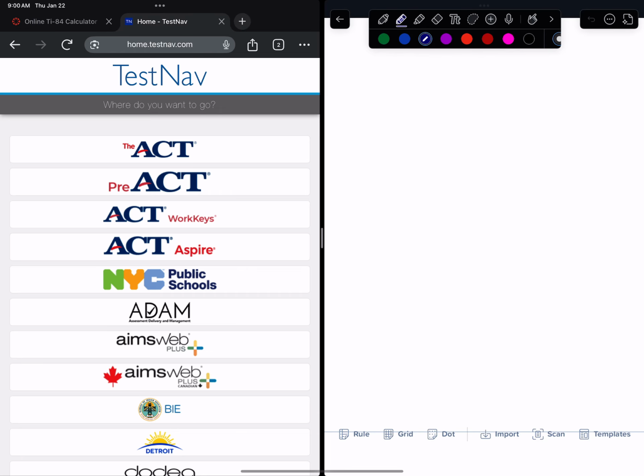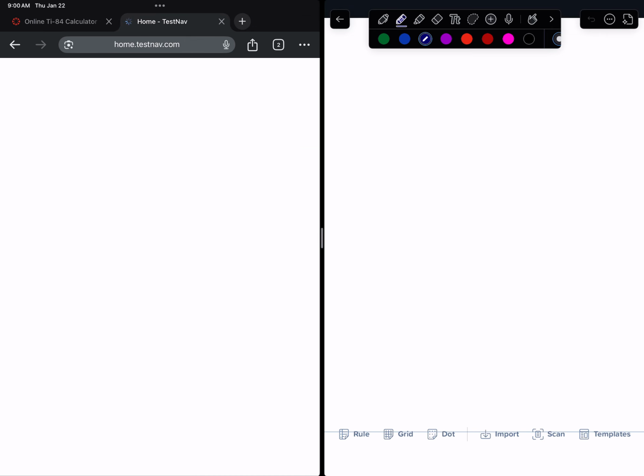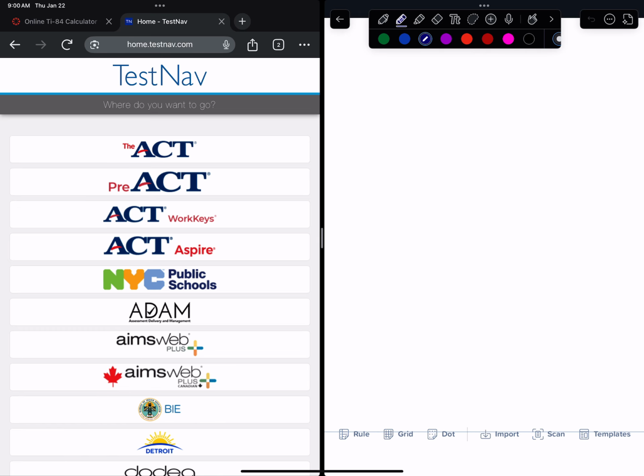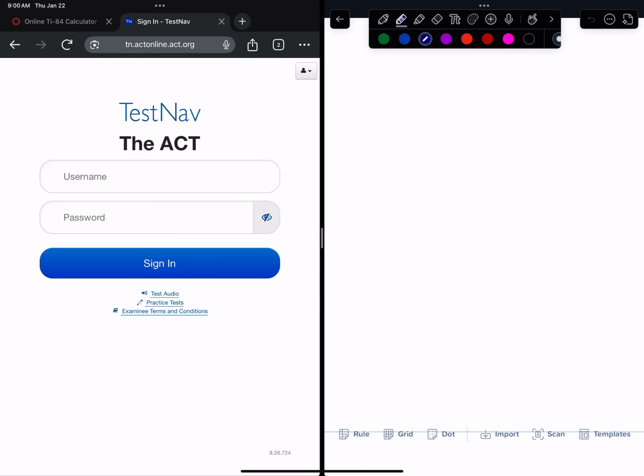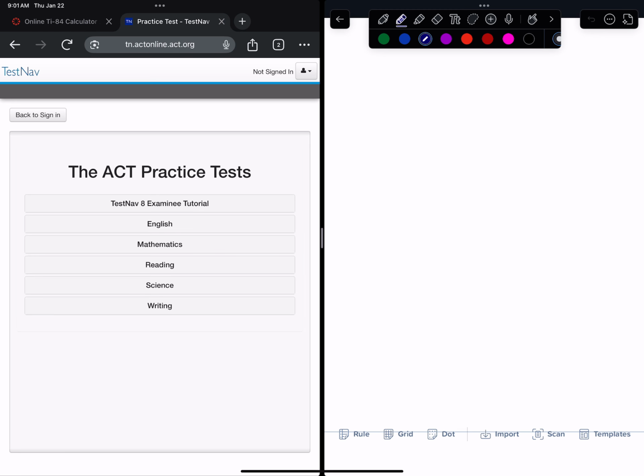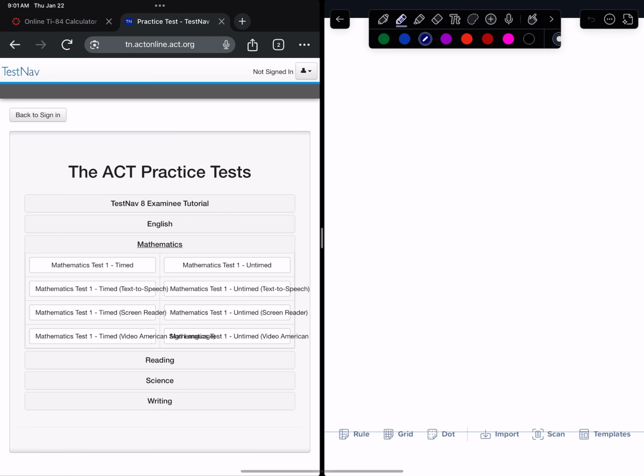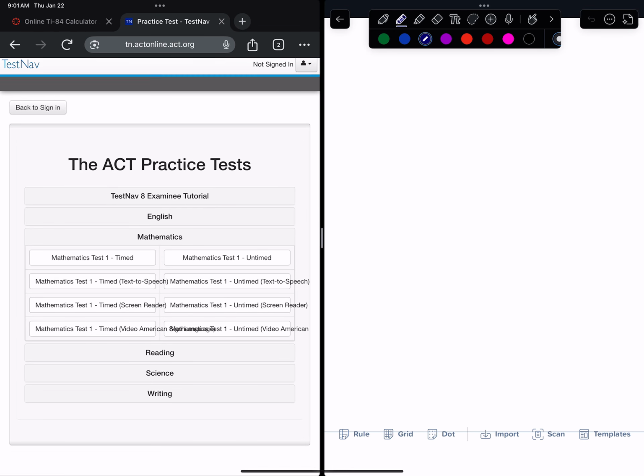All right, I'm gonna just start by going over how to access the practice tests. So you go to testnav.com and we're gonna do the ACT. And on the day of the ACT, you guys will access this through the app on your school-issued Chromebooks. And right here, we press on test, practice tests, and then I'm gonna be doing the math portion with y'all.